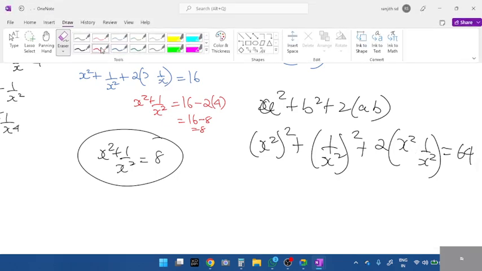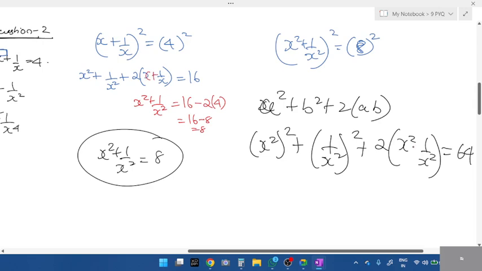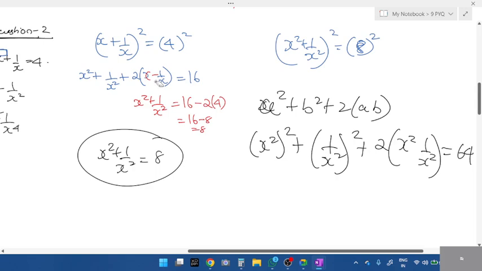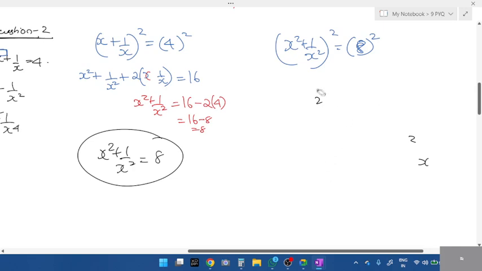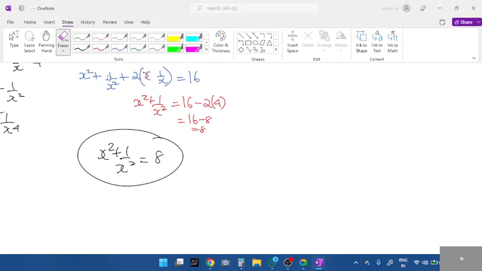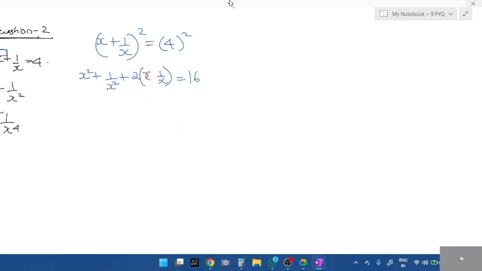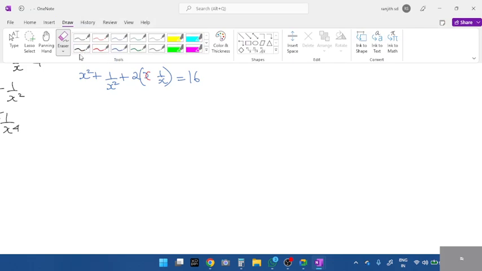I made a mistake here. It is x plus 1 by x, a square, a plus b. No, I made a mistake, students. Just a minute. This is wrong. Stop writing. Stop writing, all of you. What's the formula for a plus b the whole square? Can you all answer? All of you stop writing. Look at the screen. Stop writing, students. What's the formula for a plus b the whole square?